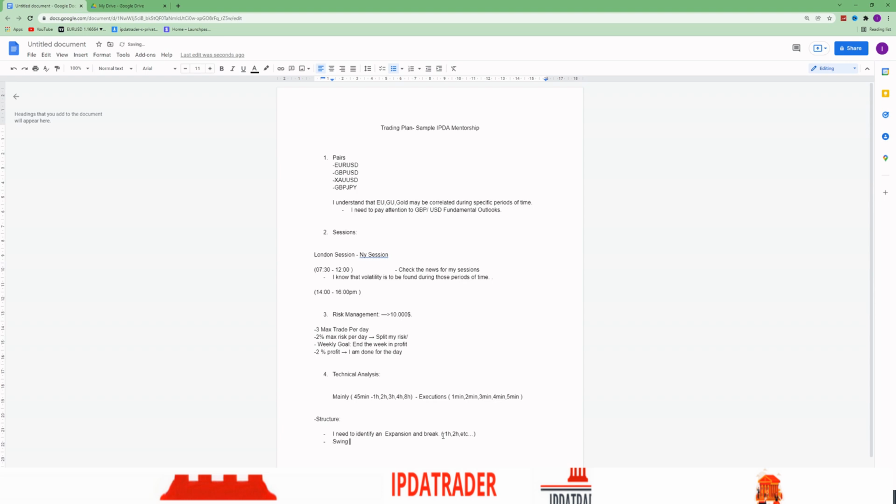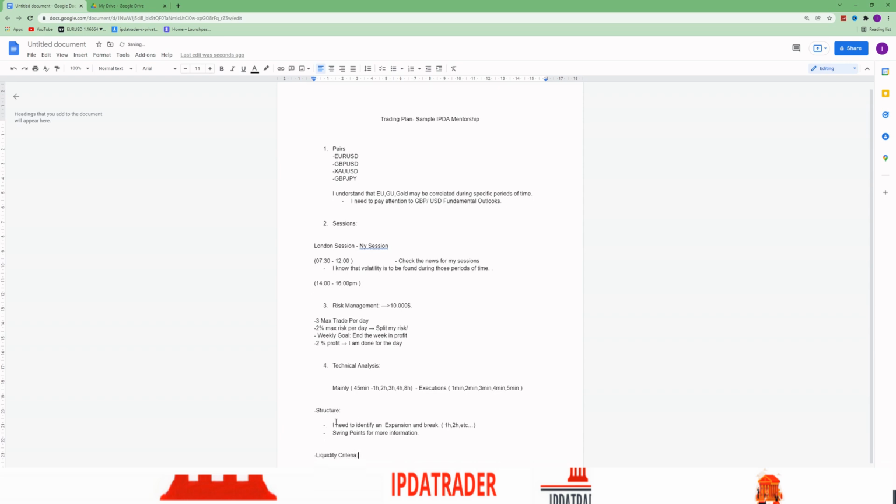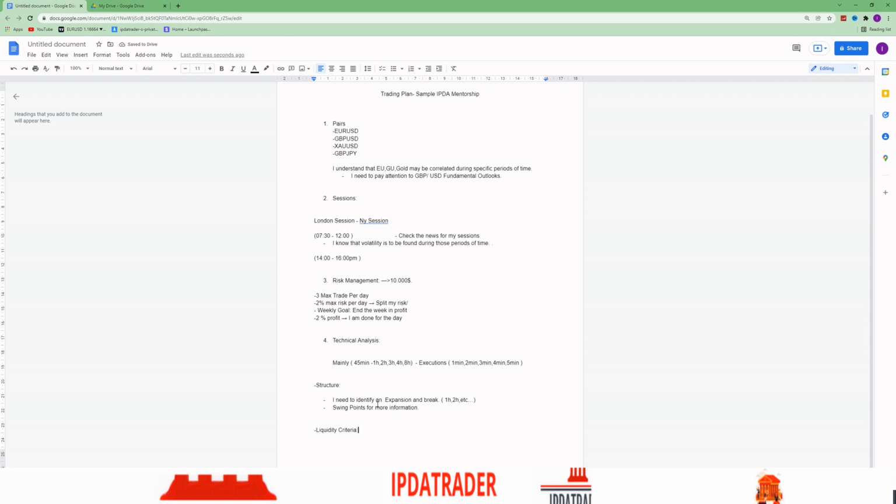I can also look at swing points for more information, right? That's extremely easy to understand. Now let's move on and let's talk a little bit about the liquidity criteria. And once again, you can add more things, you can add less things, whatever you're comfortable with. Okay, this is just a sample trading plan. So let's go over to our liquidity criteria once again.